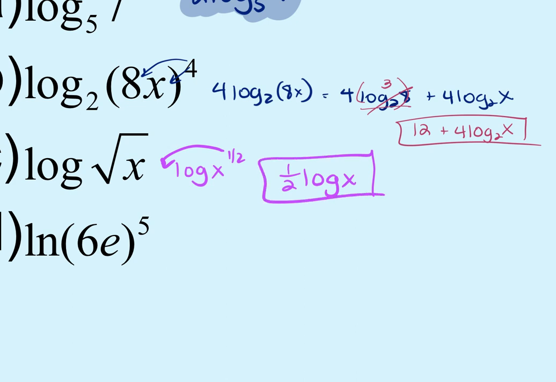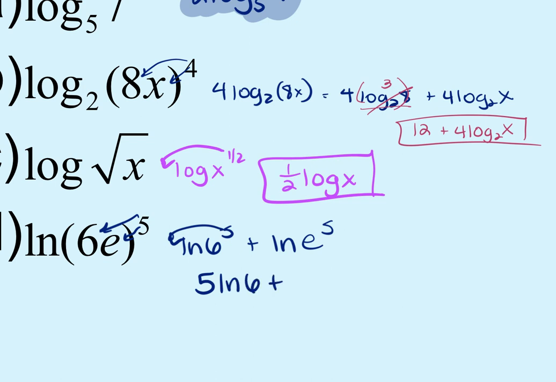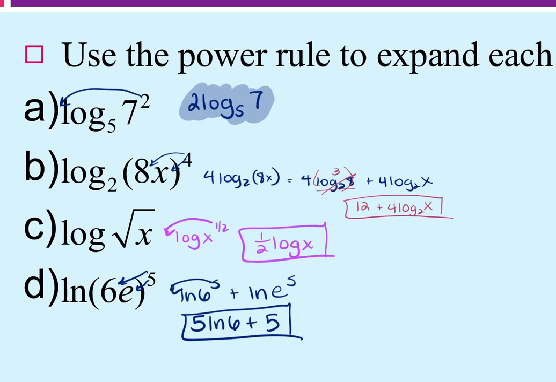All right, and then ln of 6e to the 5th. Again, you could either bump that 5 to the front, but then make sure you give it to both, or I could distribute it here, and I'd get ln of 6 to the 5th plus ln of e to the 5th. The 5 has to get bumped forward: 5 ln of 6 plus ln of e to the 5th, which is 5. Good. ln and e cancel, giving you the exponent. Questions?